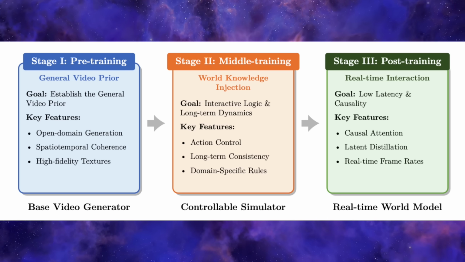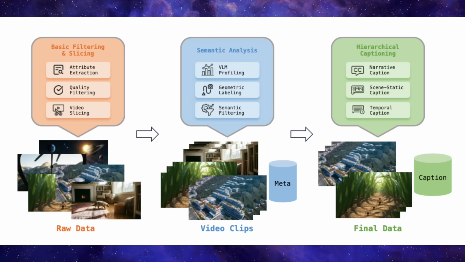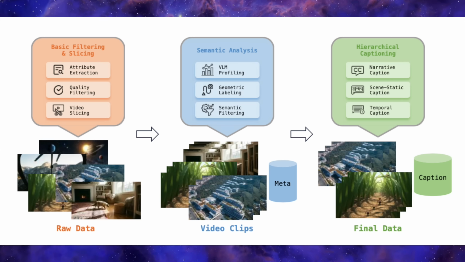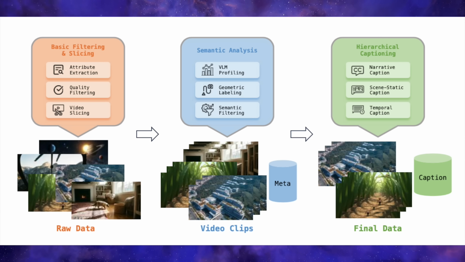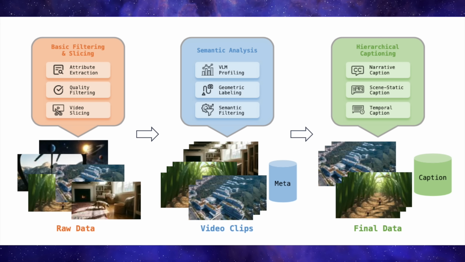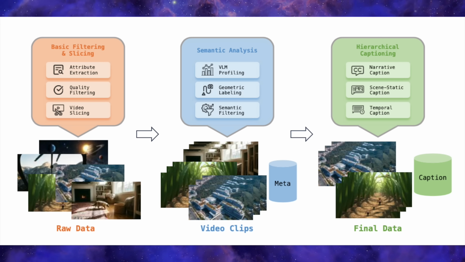The training data came from a hybrid pipeline: high-quality real-world videos, game engine recordings with precise action labels synchronized to frames, and synthetic data from Unreal Engine with perfect camera pose ground truth. They also used hierarchical captioning with 3 levels of detail to teach the model to understand scenes at multiple granularities.